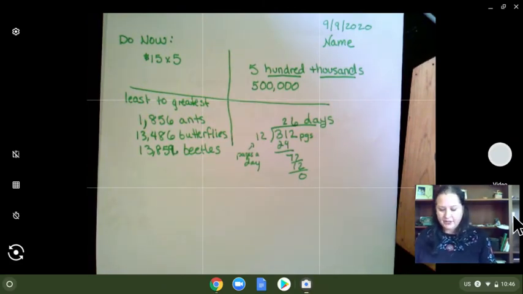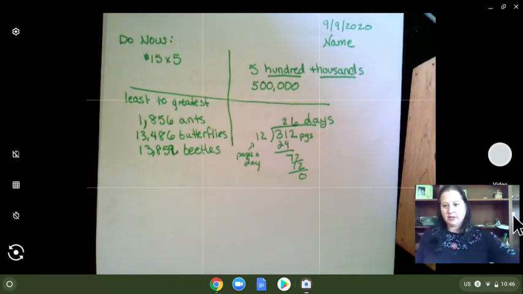On the next one, you have a fairly large number, 69,500,000. And it's asking what is the place value of the 5? That 5 is in the hundred thousands place. So there's a couple different ways to write that. Then the next one is asking for you to put those in order from least to greatest. So it should be ants, butterflies, then beetles. And then finally, you have a division problem. And when you work that division problem out, it's 26 days.